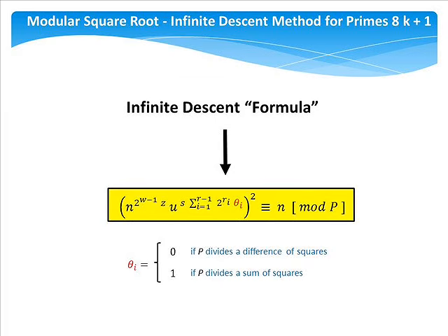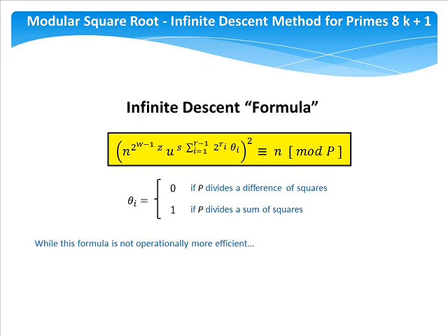So we can condense all steps into a single infinite descent formula. In this formula, the exponent of the quadratic non-residue u, the sum of the powers of 2, features a sum of squares whose values must be smaller than r. This relates to the Tonelli-Shanks formula, to be introduced later, where the specific values must also be determined. Additionally, the infinite descent formula incorporates the function theta sub i, which takes the value 0 if p divides a difference of squares, or 1 if p divides a sum of squares.